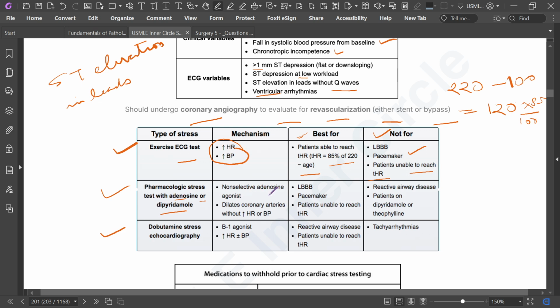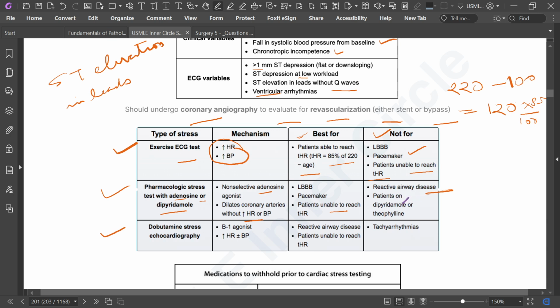Pharmacological stress testing uses a non-selective adenosine agonist and dilates coronary arteries without needing a target heart rate or blood pressure. It is best for patients who are unable to do exercise stress testing, like those with left bundle branch block, pacemaker, and patients unable to reach the target heart rate. These people should do pharmacological stress testing with adenosine or dipyridamole, but not those with reactive airway disease.